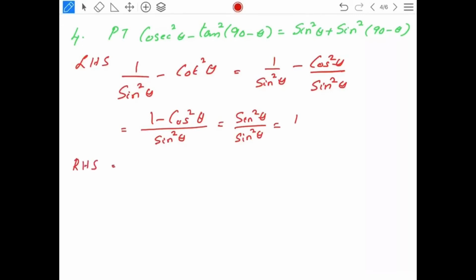Now we will take the RHS and then simplify. So in some cases you can do LHS and RHS separately and then you can say it is equal. So now sin squared theta plus sin 90 minus theta becomes cos theta, so cos squared theta. So equal to 1. So LHS is equal to RHS.